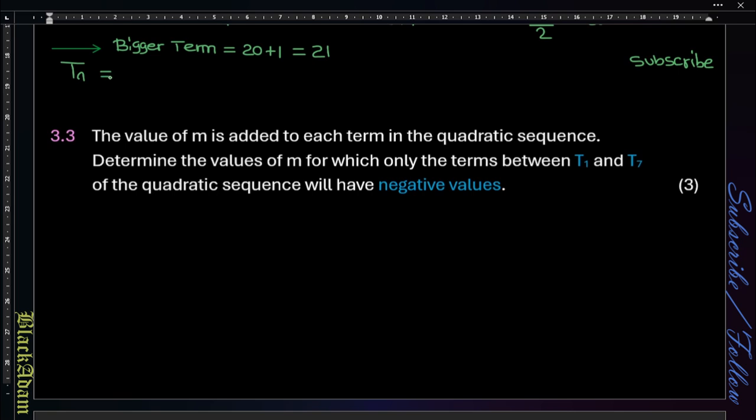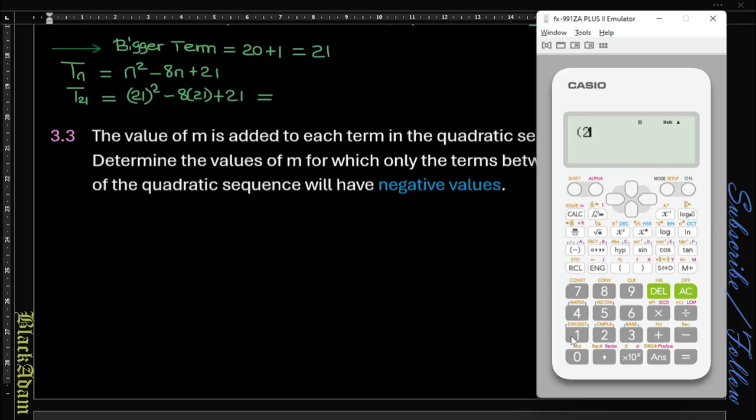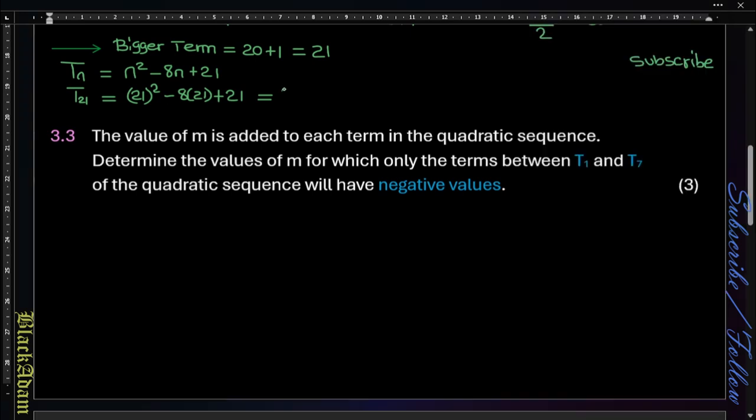So Tn, let's just look at the equation. It's n squared minus 8n plus 21. We need to find term 21. So that's going to be 21 squared minus 8 bracket 21 plus 21. Using a calculator, punching it as it is, the calculator will calculate everything at once. That's 294. We can recalculate it for confirmation. 294, and that's our value.